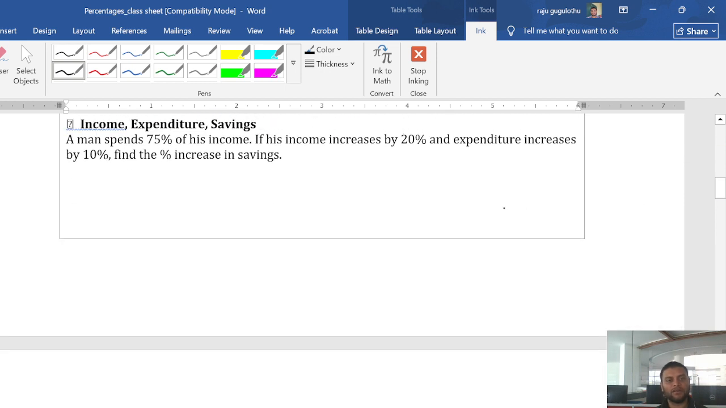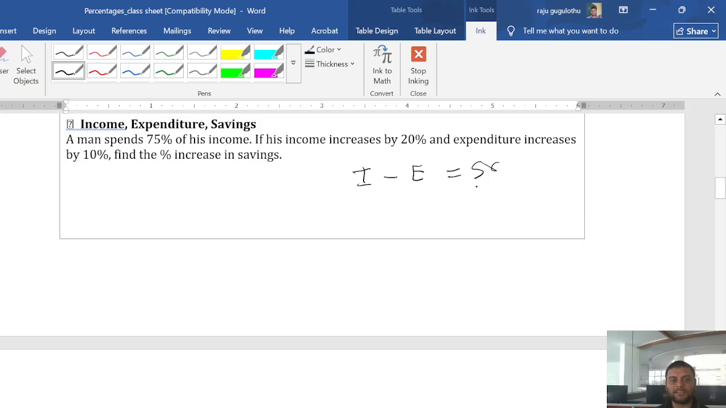Here is the question. This question is of the model where we will be speaking about incomes, expenditures, and savings. And we must know the relationship between them, guys. Income minus expenditure is equal to savings.